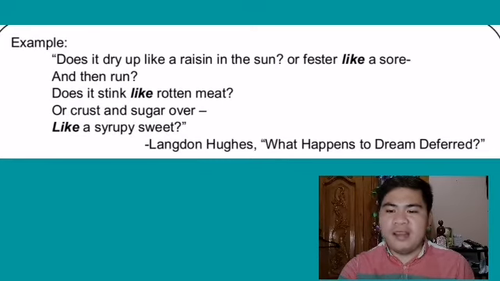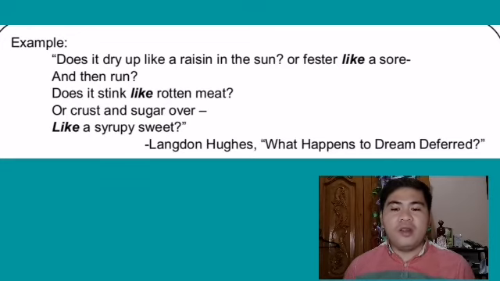Okay, so in that poem, they used the simile. In here, two unlike things are under comparison through the use of the word like. Okay, so tingnan natin, does it dry up like a raisin in the sun, or fester like a sore and then run? Merong word doon na like. So when you read a sentence that uses the word like to compare two unlike objects, then most probably that is a simile. Okay? That is a simile.